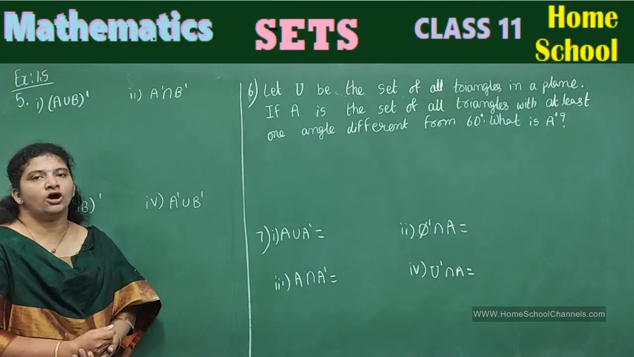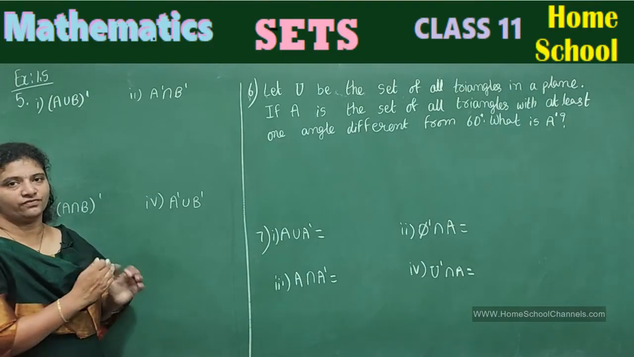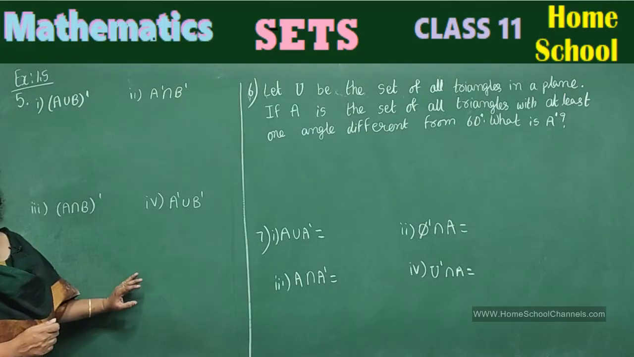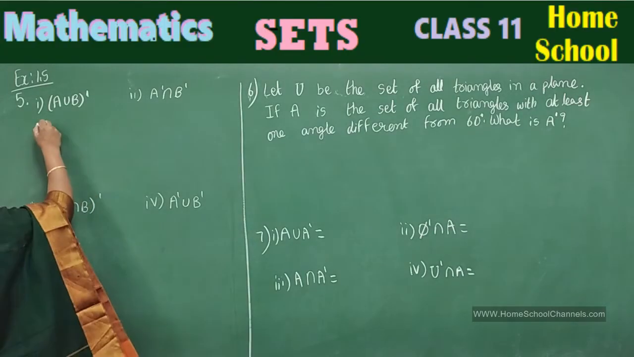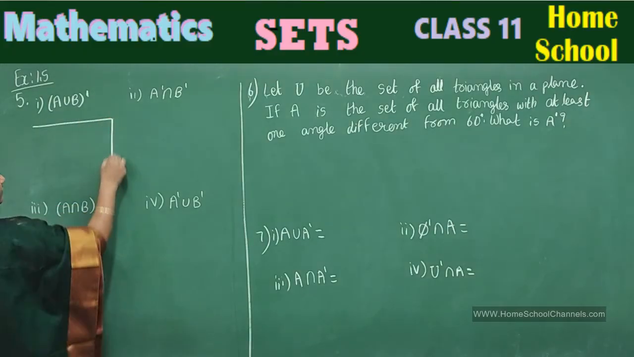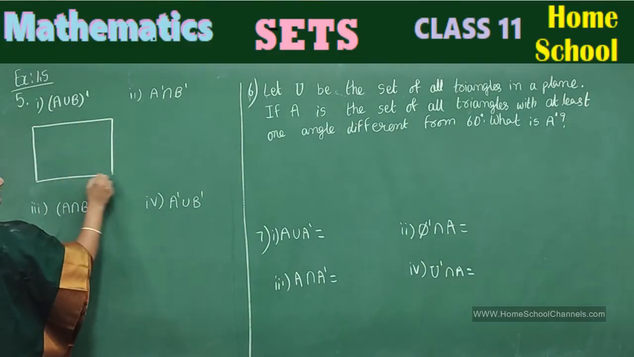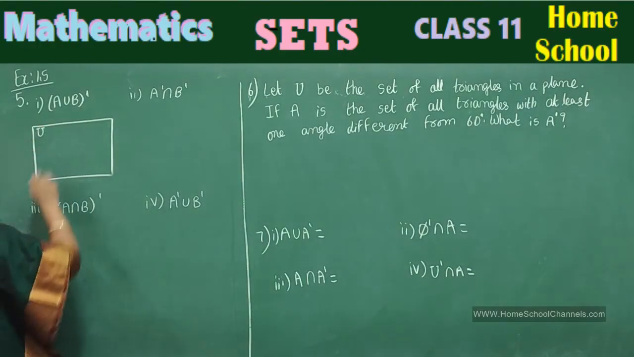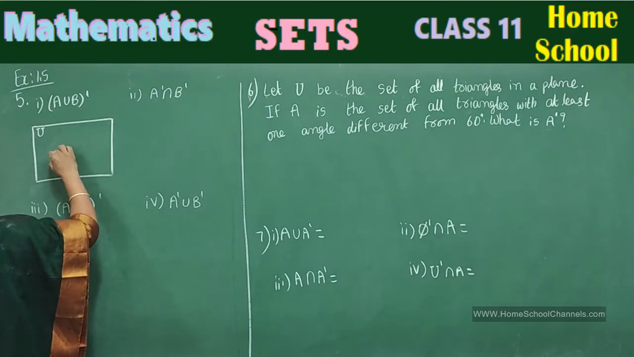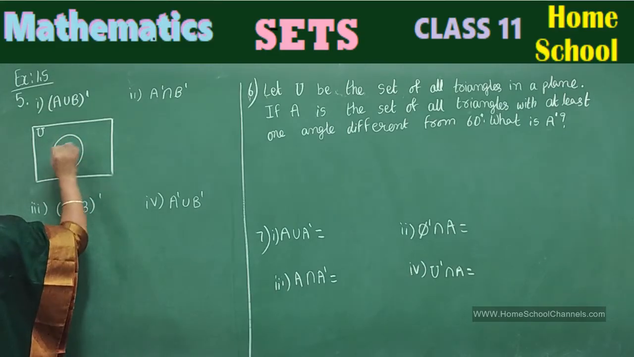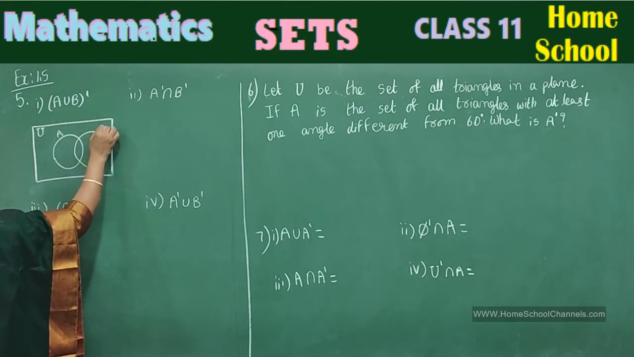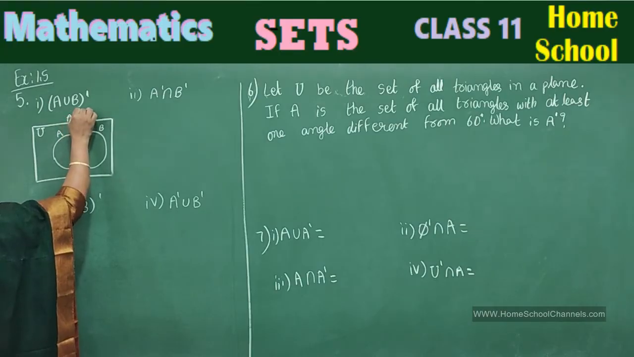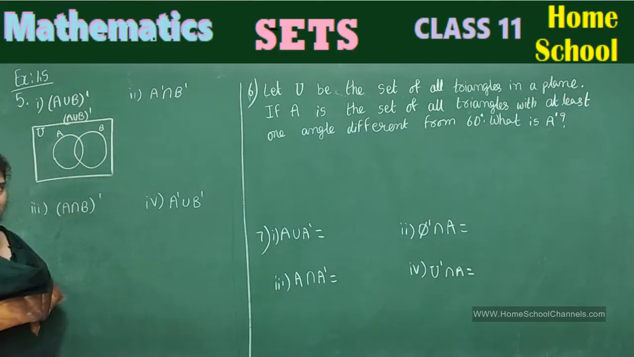Fifth main, draw the appropriate Venn diagram for each of the following. You have 4 sub-questions. Let us see the first one, A union B whole complement. Always we represent the universal set in a Venn diagram with a rectangle. Universal set U, and you can see here two subsets A and B. So let me draw the subsets with circles, A and B.